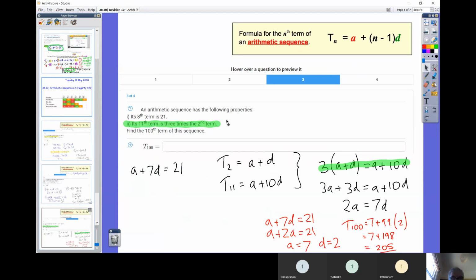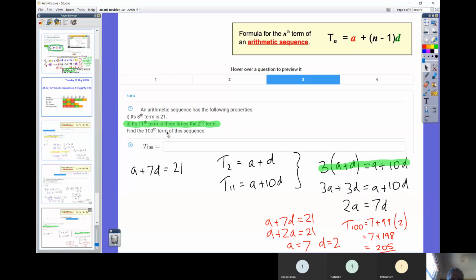Now, question number 3, similar idea. We're told its 8th term is 21. So a plus 7d is 21. And then we're going on about the 11th and the 2nd term. So let's just go and work out what they are first of all. So the 2nd term is a plus d. The 11th term is a plus 10d.